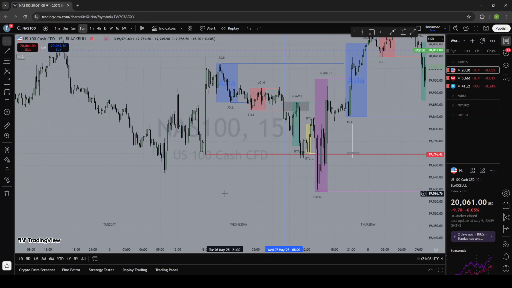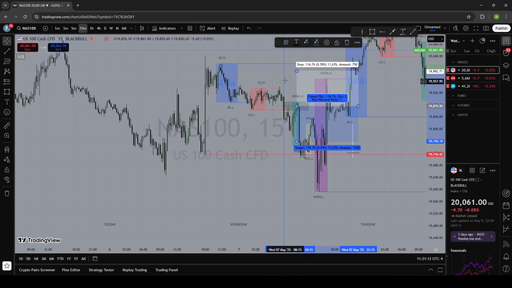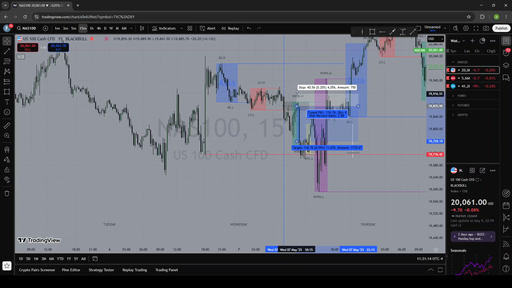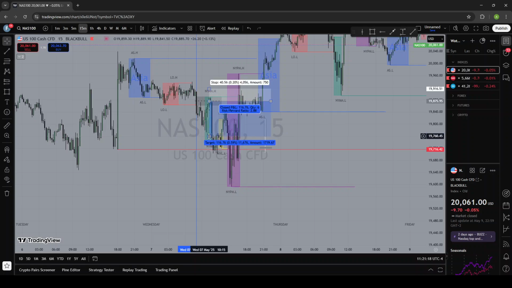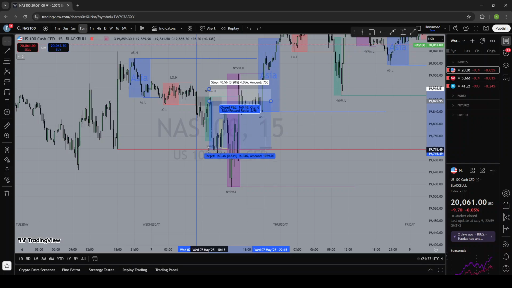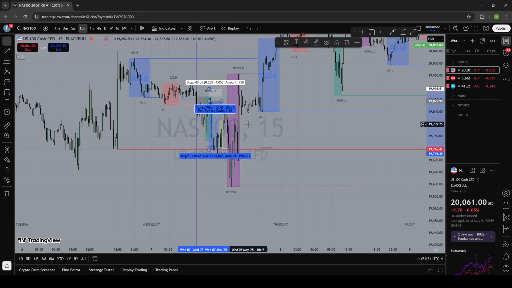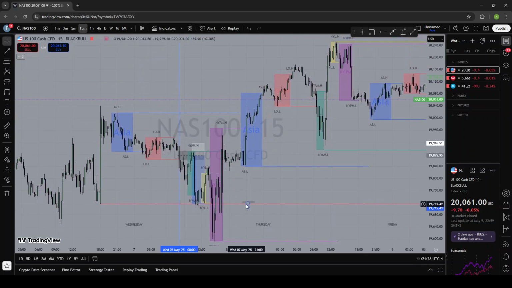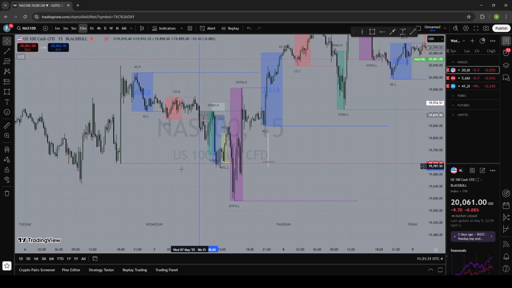Now, the entry was over here. Consequent encroachment. Stops above these highs, this one over here. And TP down at this. So it was a 1 to 4, more or less. Okay. I hope this made sense.